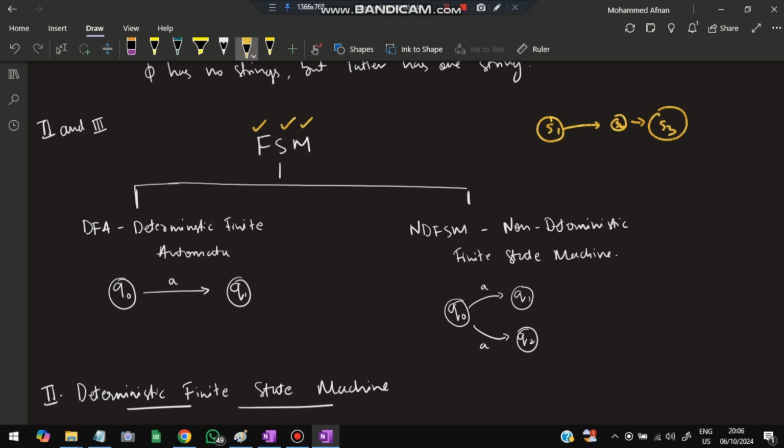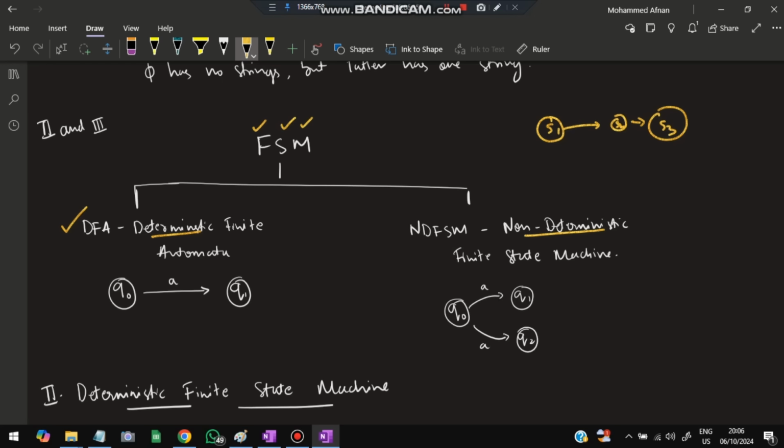There are two categories. The first one is DFA, deterministic finite automata, meaning for one state and one transition we know where we will end. For Q0 and the transition A, we will end in Q1. We know that for sure. That is deterministic finite automata. NDFSM means non-deterministic finite state machine. And for your information, FA and FSM are the same. Finite automata is equal to finite state machine, and they will be used interchangeably.